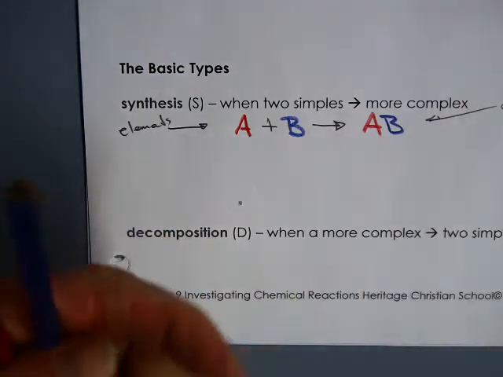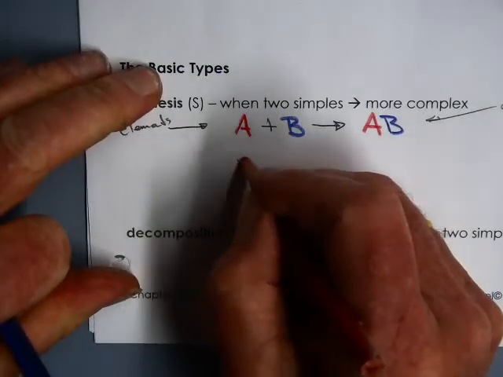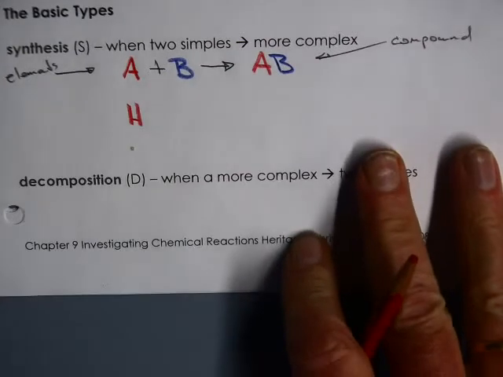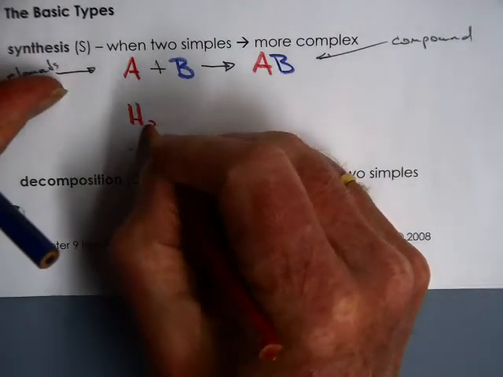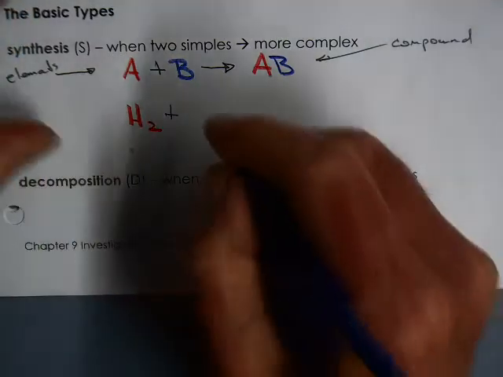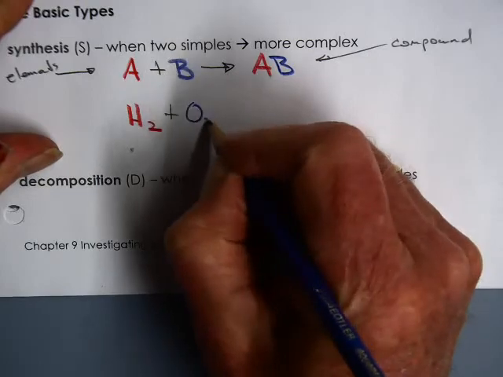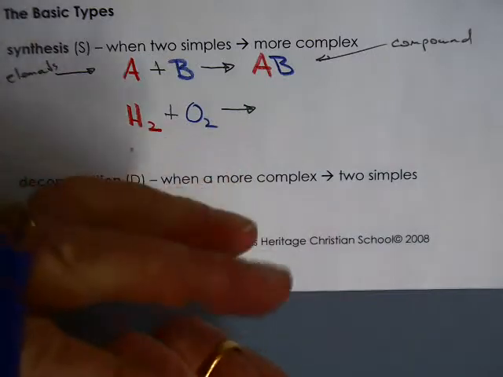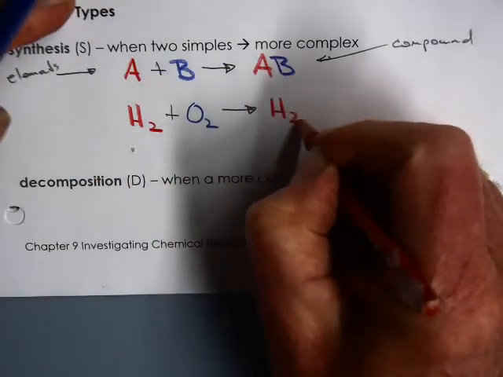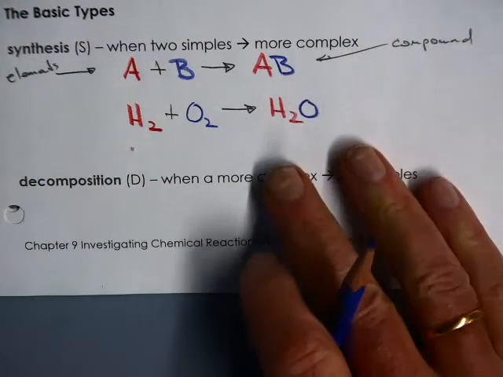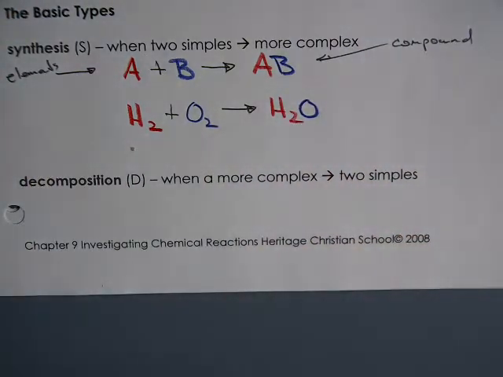Classic example is this. H2 plus O2. Now, I'm not worried about the fact that this is not balanced. I get that. I'm just trying to give you an example of how this works. Okay, so that's a classic example.